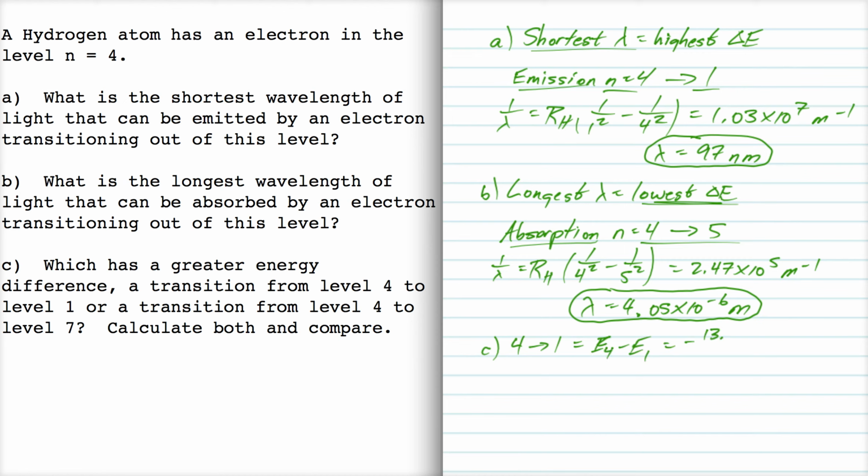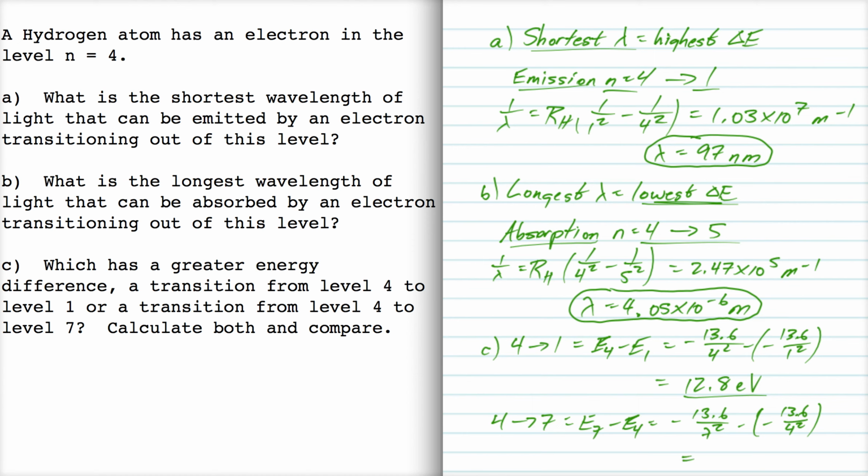So that's negative 13.6 over 4 squared minus negative 13.6 over 1 squared. So that's 12.8 eV. Okay, and going from level 4 to level 7, the energy difference, again taking highest minus lowest, is negative 13.6 over 7 squared minus negative 13.6 over 4 squared. And that is only 0.57 eV. So the bigger energy is going to be from 4 to 1.